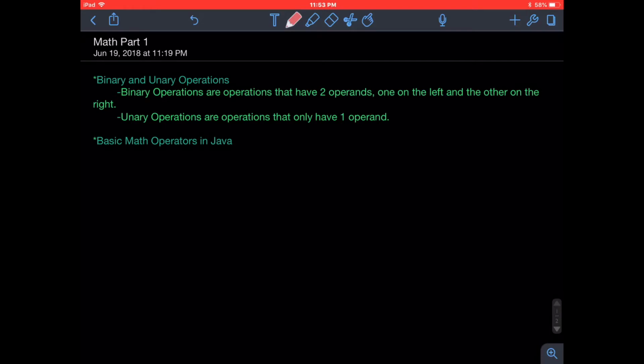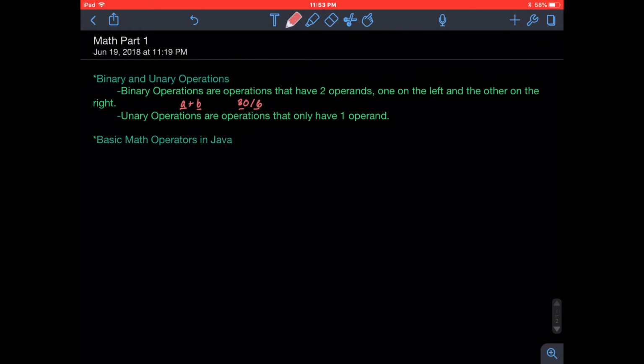A binary operation will look more or less like A plus B, so we have one on the left and one on the right, or 30 divided by 6, one on the left and one on the right. All right? And now unary operations are operators that have only uni or one operand. So a unary operation will look something like negative a, or in cases that we'll look at in the future, minus minus a or a plus plus, and we'll get into what those are in future lessons.